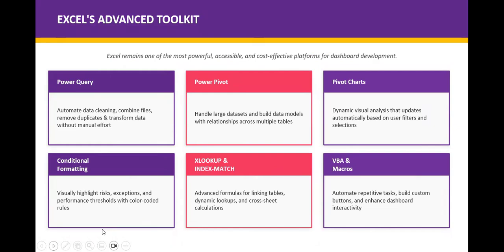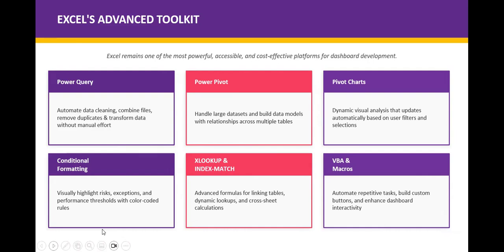Now, Excel's advanced toolkit, if we were to look at it, we have a few things which we will definitely look at when we are doing the real world data demo. The first is Power Query and Power Pivot, pivot charts, conditional formatting, which highlights risk, exceptions, and performance thresholds, XLOOKUP and INDEX MATCH for linking tables and putting the data together, VBA and macros to automate repetitive tasks.